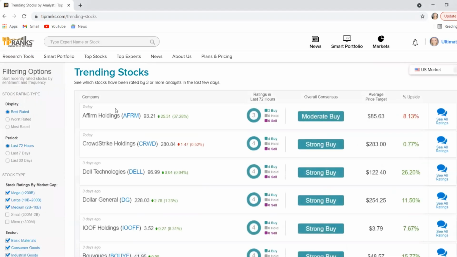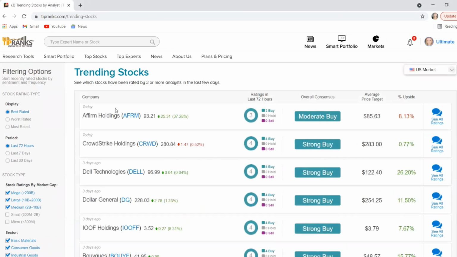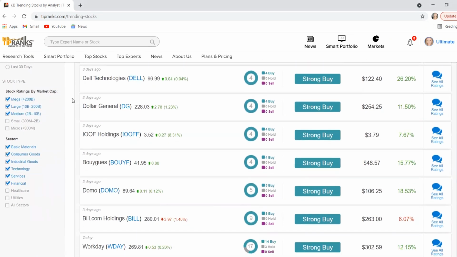Now this is a great tool to see which stocks are trending with Wall Street analysts. That is, stocks which have been rated by at least 3 analysts recently. Now you can display these based on how the stocks are being rated, including best rated, worst rated, or most rated, and the time period for these ratings, looking at the last 72 hours, 7 days, or 30 days. If you want to further narrow down your search, you can do so by market cap and sector.